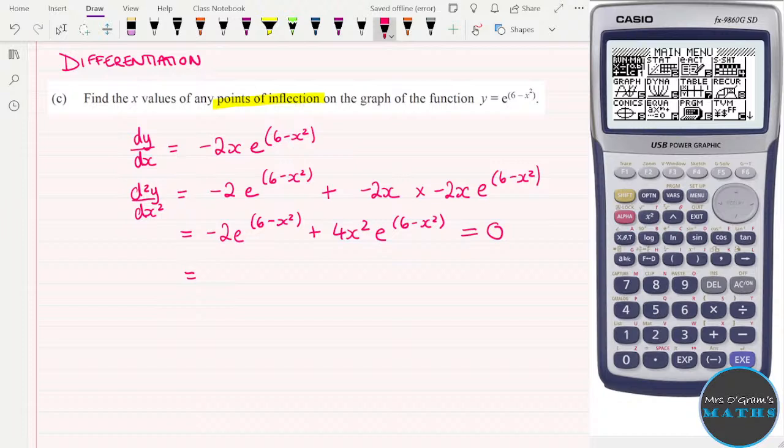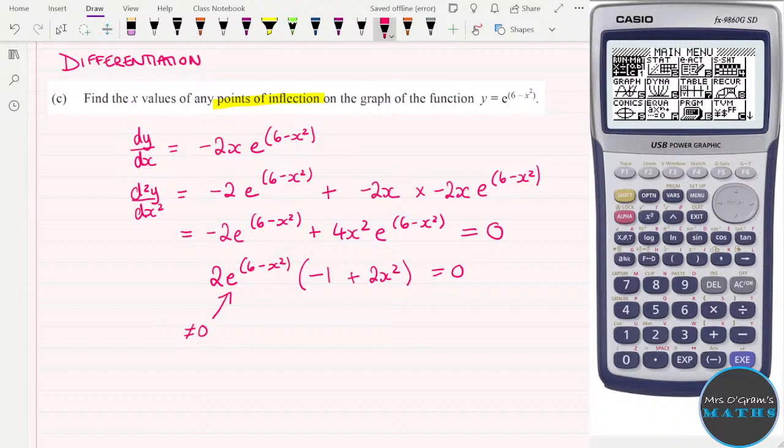Okay, so actually I don't need an equals there. I'm going to factorize out what we can here. So if I take out 2 and then an e to the 6 minus x squared, then from the first term we've got a minus 1, and from the second term we've got a plus 2x squared, and that equals 0. Now this portion here can't be equal to 0 because e to the power of something can't be 0. If you tried to solve that, you'd get a math error on your calculator.